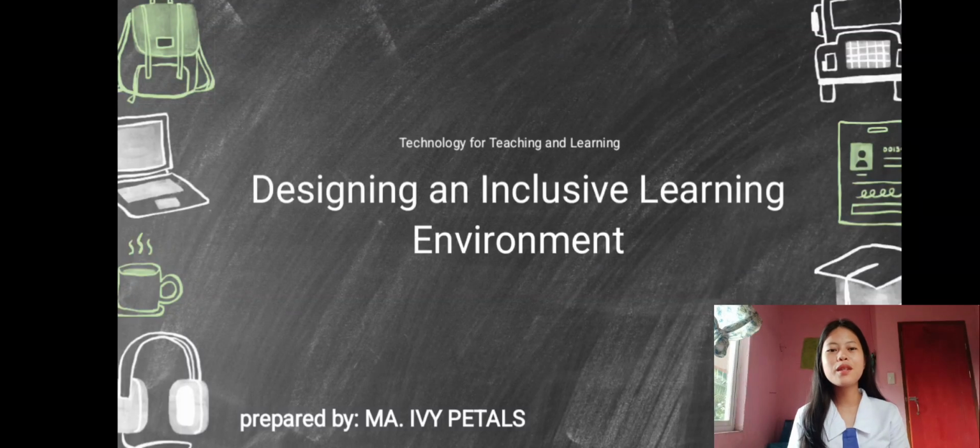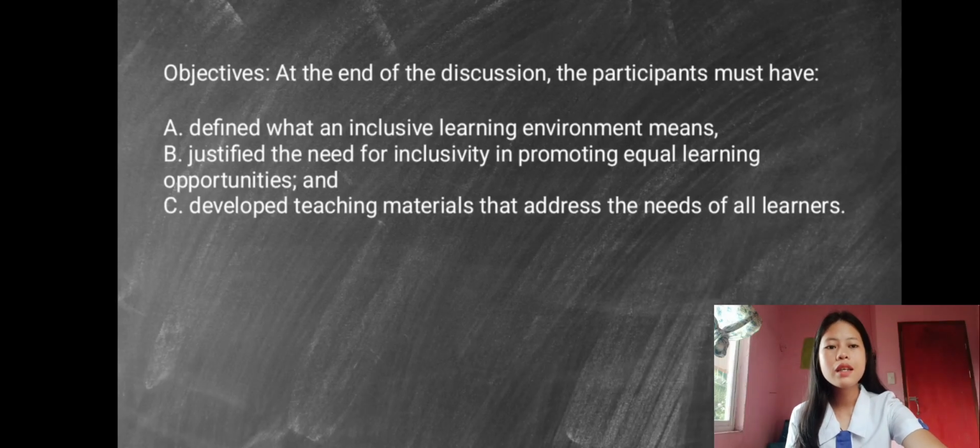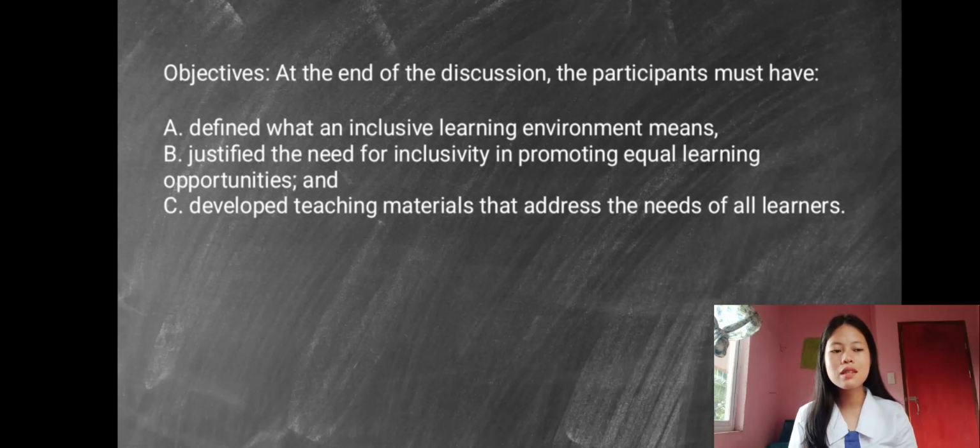Everyone. So my assigned topic is all about designing an inclusive learning environment. First, I'm going to read the objectives. At the end of the discussion, the participants must have defined what an inclusive learning environment means, justify the need for inclusivity in promoting equal learning opportunities, and develop teaching materials that address the needs of all learners.